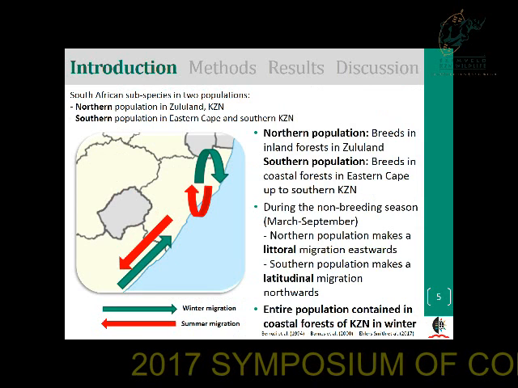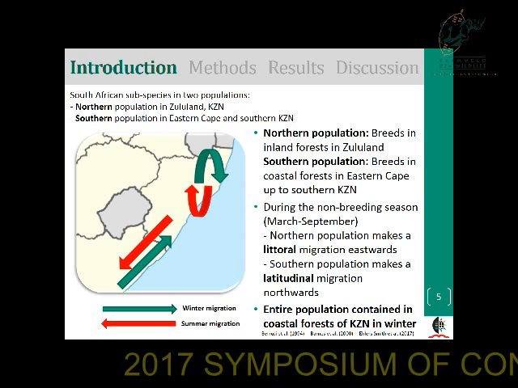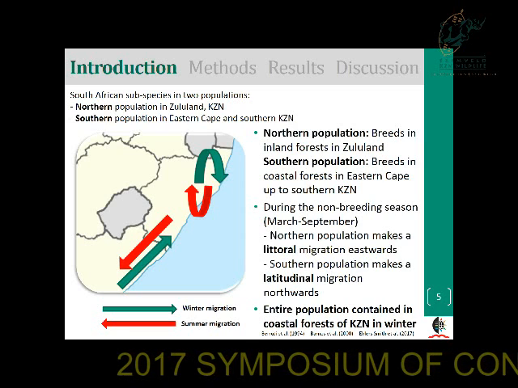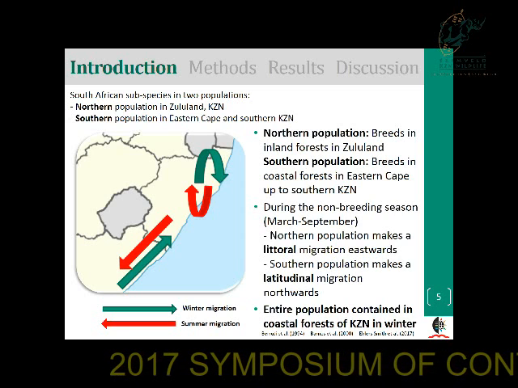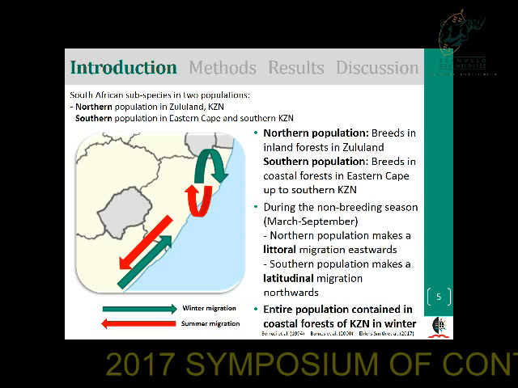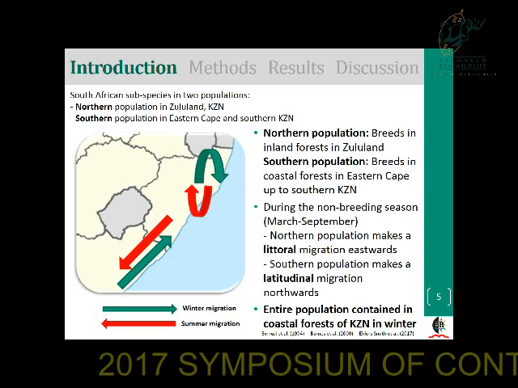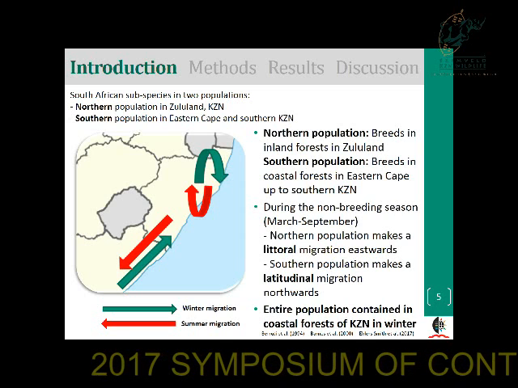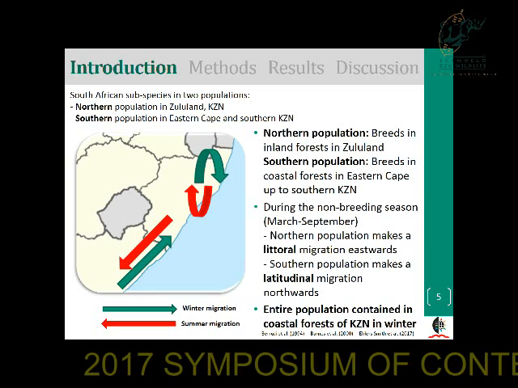So we have the northern population, which breeds in the inland forests of Zululand, and the southern population, which breeds in the coastal forests of the Eastern Cape up to southern KZN. And during the non-breeding season, March to September, the northern population makes a longitudinal migration eastwards towards the coast, and the southern population makes a latitudinal migration northwards. So basically, pretty much the entire population of South Africa's spotted ground thrush is contained in the coastal forests of KZN during winter.